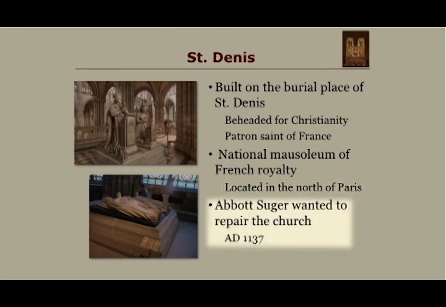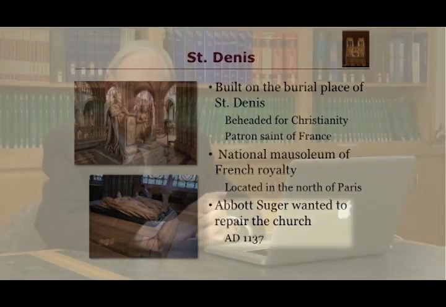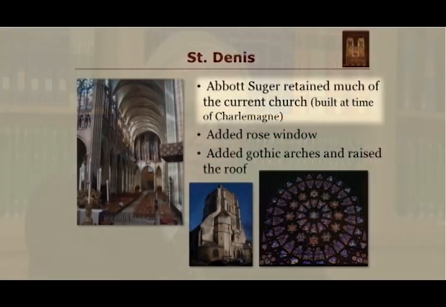Well, in 1137 there was an abbot who was in charge of this church. His name was Abbot Suger. Very well respected abbot. And in fact, when the King of France left to go on the Second Crusade, Abbot Suger was left in charge of the government of France. So this is a well-respected man. He decided to repair this church. It had, over the years, kind of fallen down. And therefore, he decided that he would retain the good parts of the church that was built at the time of Charlemagne. That would be in the early 800s. But he would add a rose window.